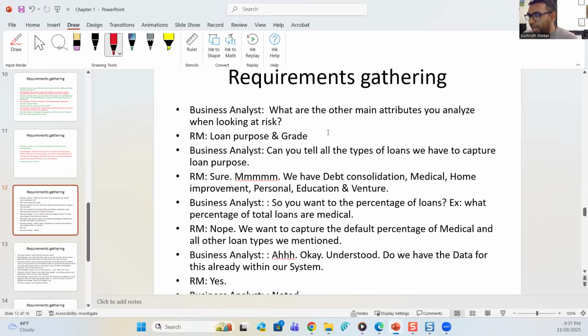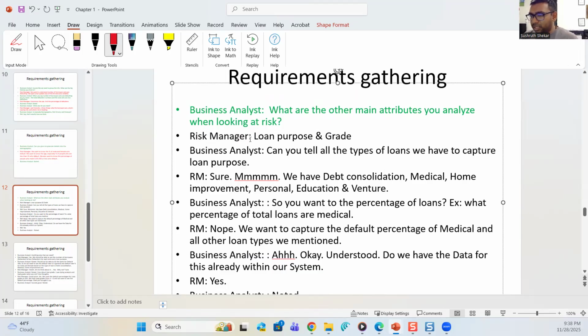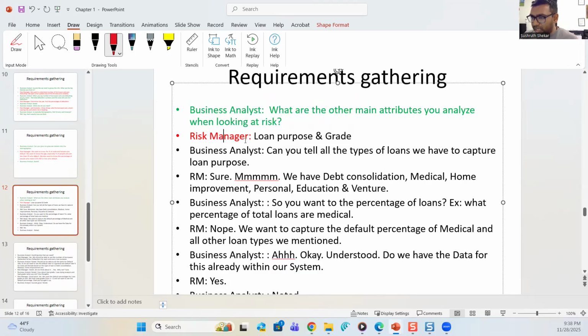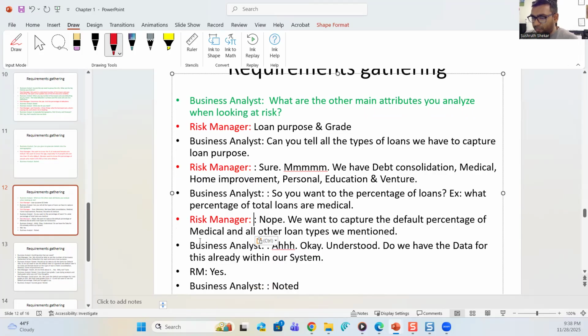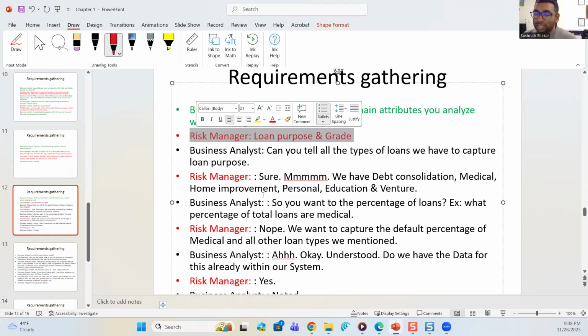So what are the other main attributes you analyze when looking at risk? I just want to understand what else you need. He's now talking about loan purpose and grade. RM is the risk manager, so there's no confusion. The risk manager is from business. There are two broad entities, the business and IT. Here, the risk manager is business, and the business analyst is the liaison for IT. So this is the coordination between business and IT.